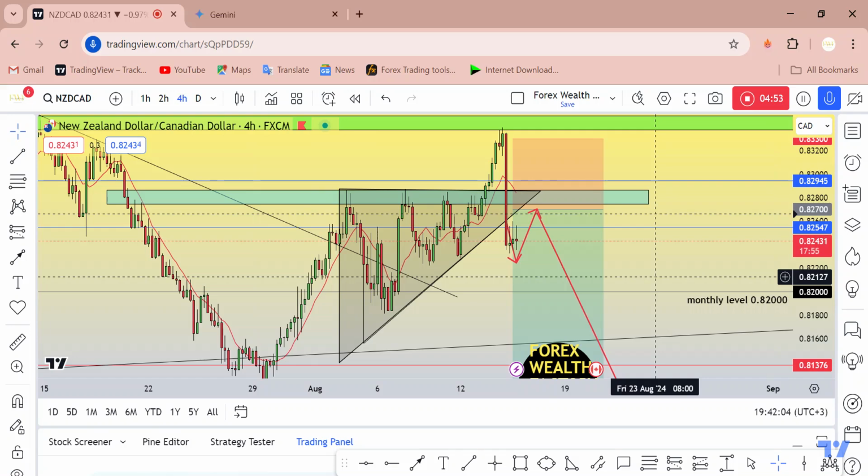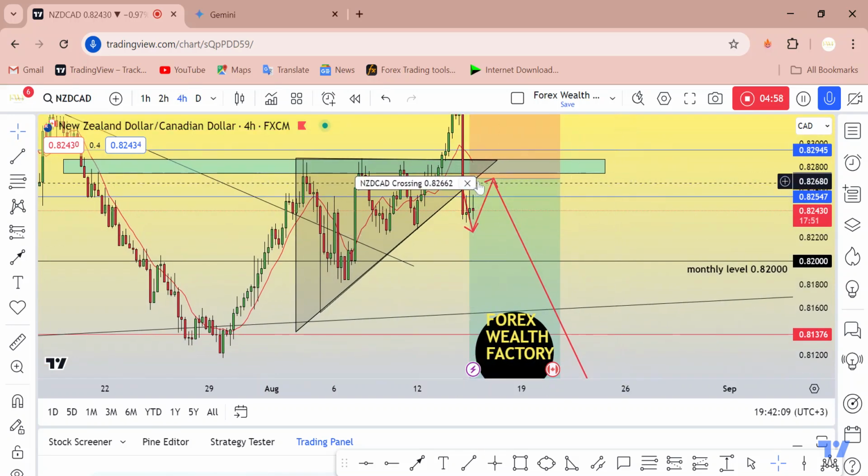So this is my idea, and these are my thoughts on how to trade a triangle pattern. And for me, I'm gonna wait for a retest on this pair.